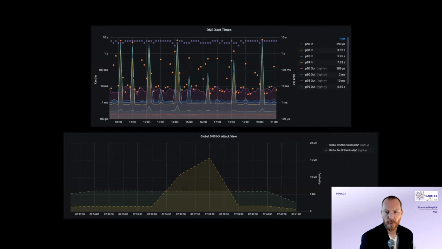Just another view of some of the information. Here's the DNS transaction timing, so we can see the incoming and the outgoing timings graphed again with some dots showing P99s and P50s. And then here's another attack view where I just happened to call out where we saw a spike in source IP cardinality, but not a spike in queue name cardinality. And that means it wasn't a random label attack. In particular, this happened to be a TCP SYN attack.